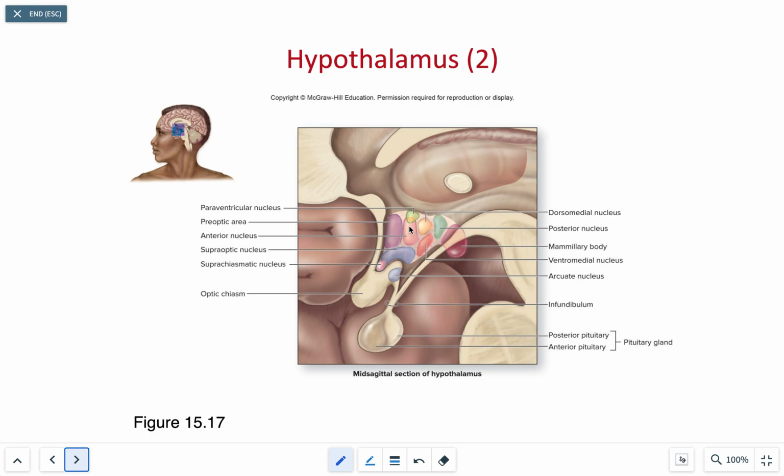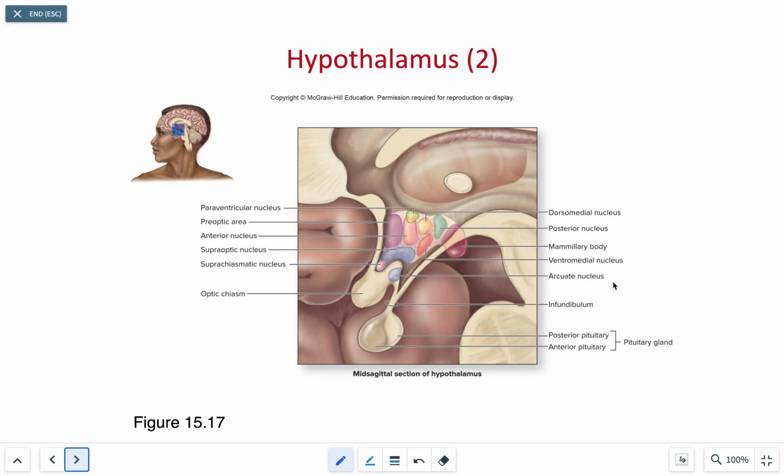More importantly, the hypothalamus monitors levels of glucose and amino acids in the blood and produces sensations of hunger. It monitors your water intake, so it's monitoring your blood solute concentrations. And again, it's directing the pineal gland, which is located in the posterior section, to secrete melatonin.